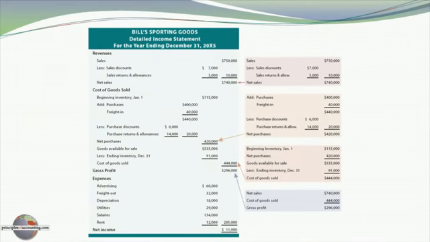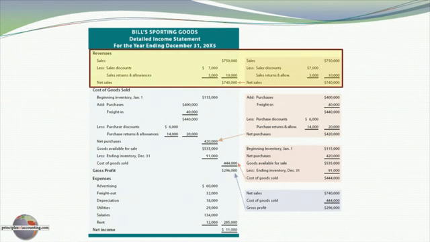Let's close this particular video by looking at a detailed income statement for Bill's Sporting Goods. This particular screenshot on the left is the actual income statement. On the right, I'm just showing some detailed calculations so you can find these critical numbers within the income statement. Here, first of all, look at the revenue section. We have sales, less sales discounts and sales returns to come up with net sales.